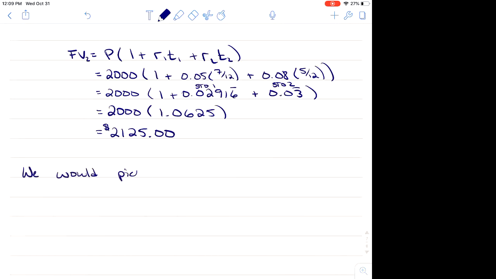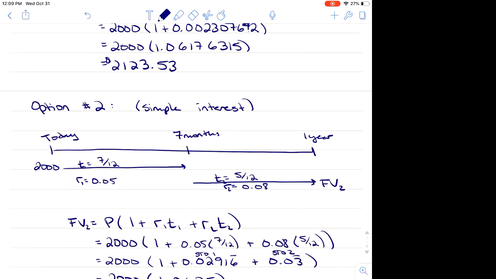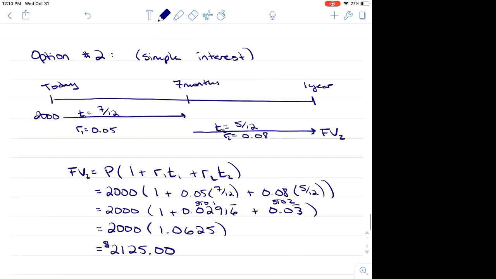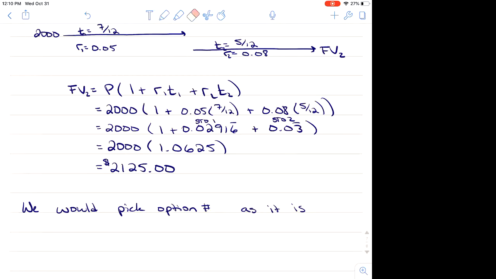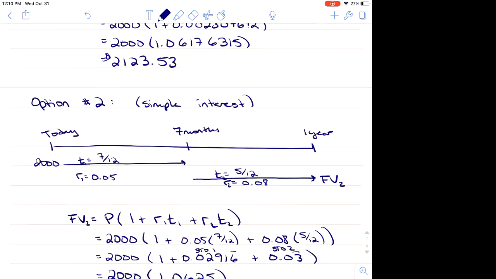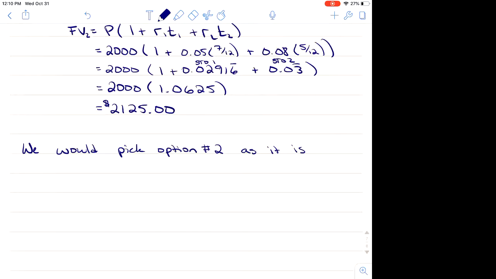We would pick option 1 as it is what, $1 something minus 2, 1, 2, 3. Oh, what the option? Yeah, sorry. No, I'm trying to force option 1 down your throats. As it is 0.53, $1.47 better. It's still $1.47 in the bank.